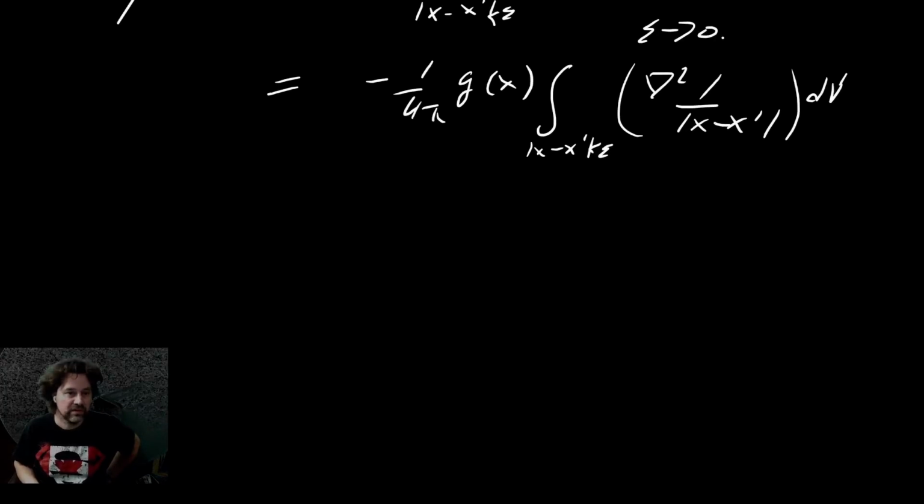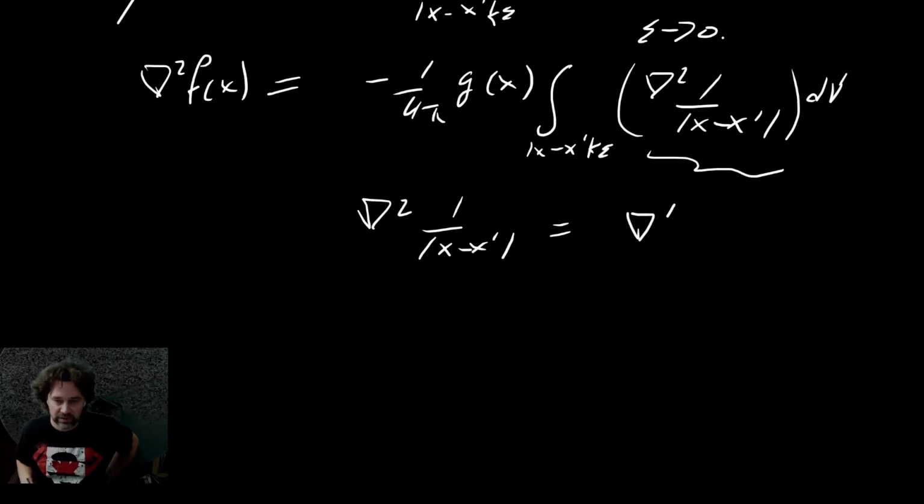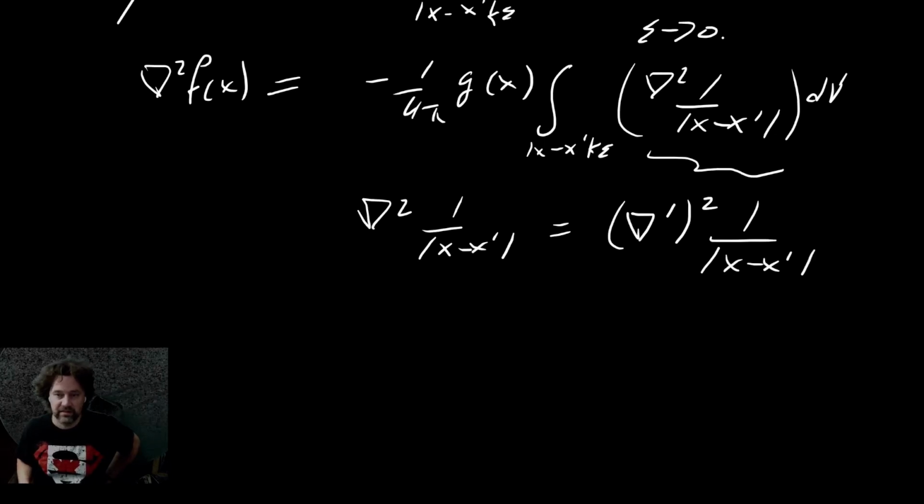This whole thing is del squared of f of x. Now, we can look at this part and say, well, the grad squared of 1 over |x minus x prime| is the same thing as taking the gradient with respect to the x prime coordinate, because if we swap x minus x prime in here, the absolute value is unchanged. So we take the gradient with respect to x prime instead. It should be obvious why we want to do this, because we want to be able to apply the divergence theorem and turn this into a surface integral.